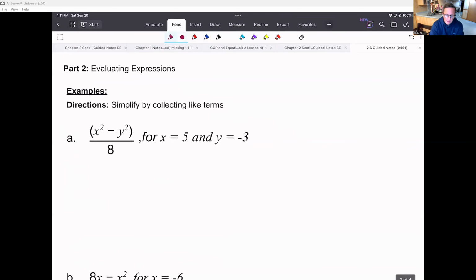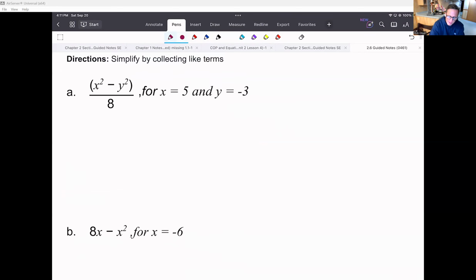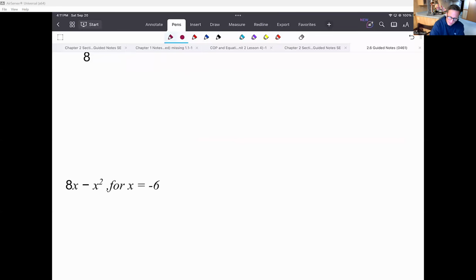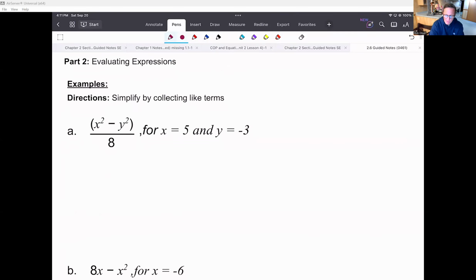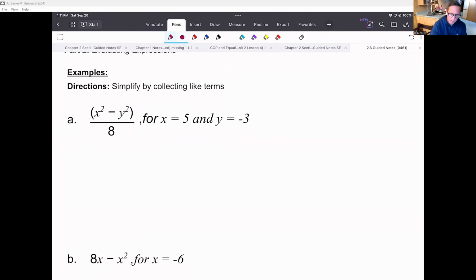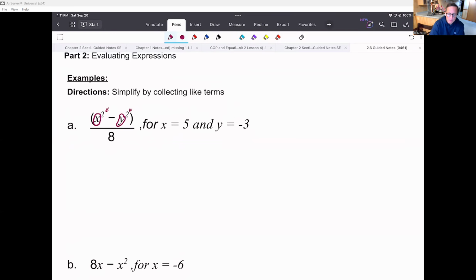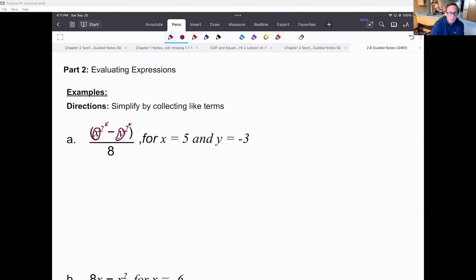All right, and simplify by collecting like terms. Well, we're evaluating here. I don't know if this really has anything to do with like terms, since this is just evaluating, but let's go ahead and do this anyway. Remember, when you substitute a variable, we're only substituting for the letter, the variable term, not the sign that's in front of it. These also have squared on them, so we're not going to substitute that out either. We're just going to put in place of x a 5, and in place of y, we're going to put negative 3.